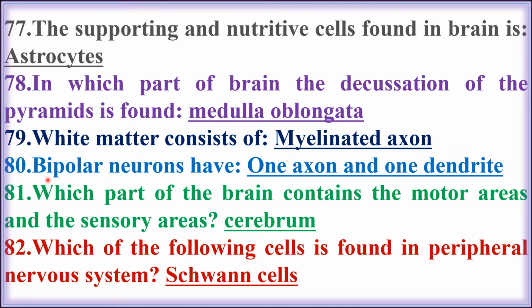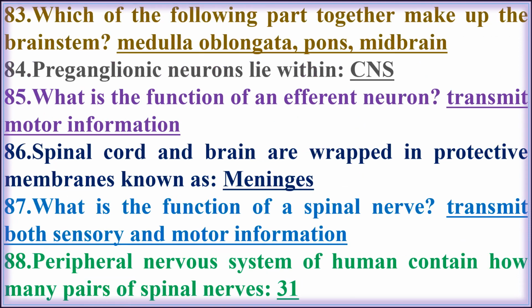Next, bipolar neurons have one axon and one dendrite. Next, which part of the brain contains the motor areas and the sensory areas? That is cerebrum. Next, which of the following cells is found in the peripheral nervous system? That is Schwann cells. Next, which of the following parts together make up the brain stem? That is medulla oblongata, pons and midbrain.